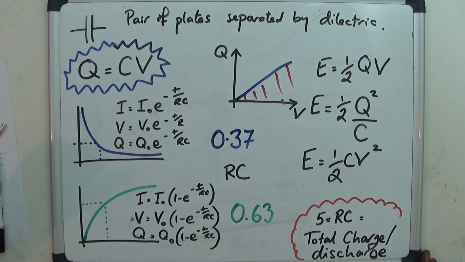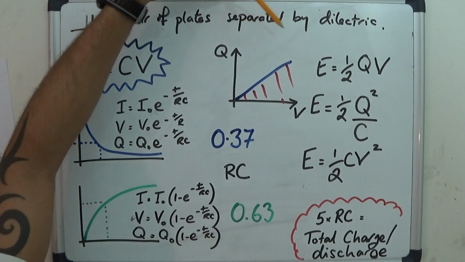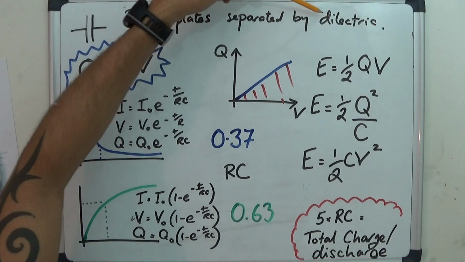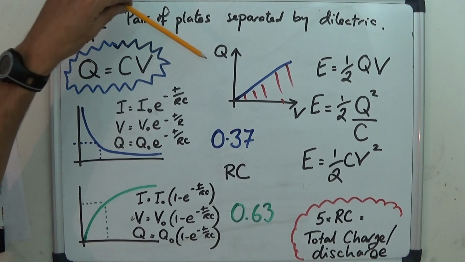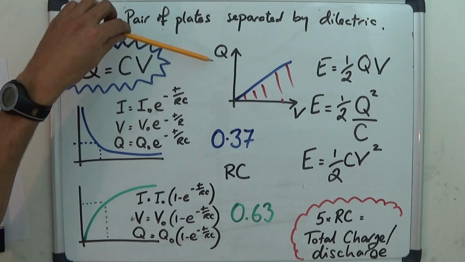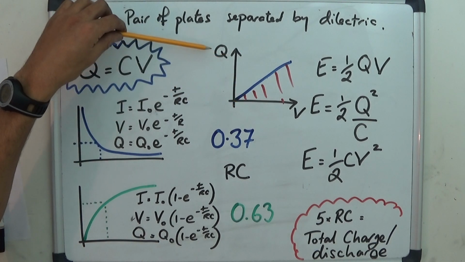Okay, in summary, what can we say? First of all, we know that a capacitor is just a pair of plates separated by an insulator called a dielectric. The equation that gives us the capacitance of a capacitor is Q equals CV. We know that when you put some charge onto the plates, you get a repelling potential across them.